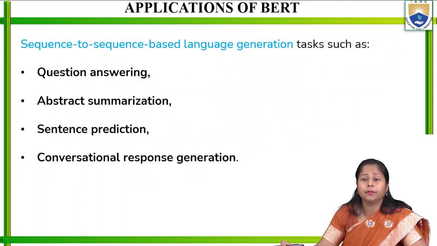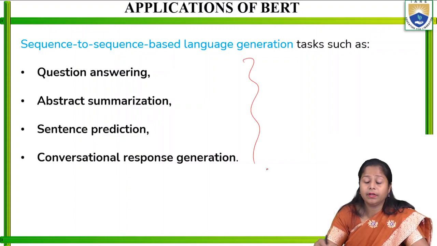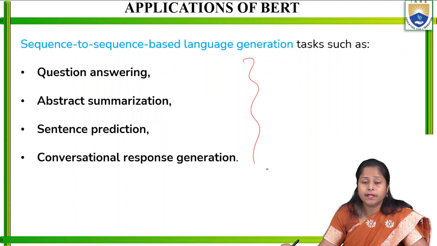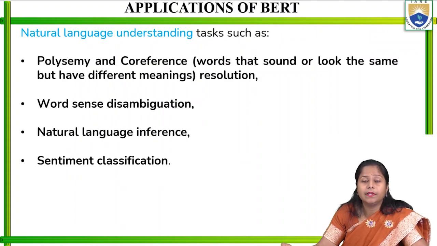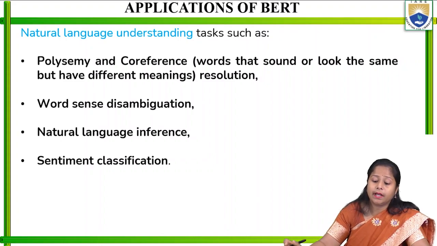Next, let's look at applications of BERT. The sequence-to-sequence based language generation task is there. Then, when we are using the BERT language model, applications include question answering, abstract summarization, sentence prediction, and conversational response generation. So these types of tasks can be generated by sequence-to-sequence based language generation using BERT.